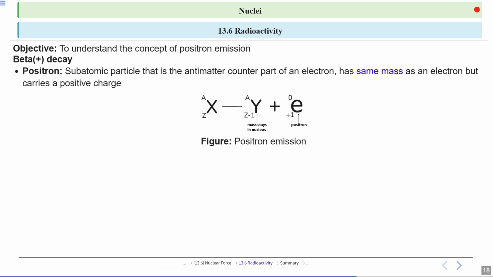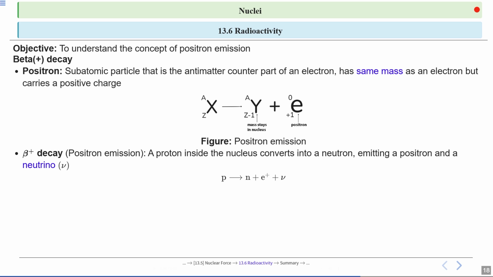Here we see the positron, which is a key player in beta plus decay. A positron is just like an electron in terms of mass, but it has a positive charge instead of a negative one. Notice the image showing positron emission. This helps us visualize how the positron is released from the nucleus during this process.